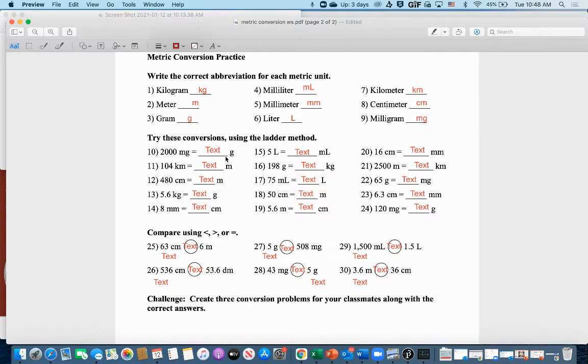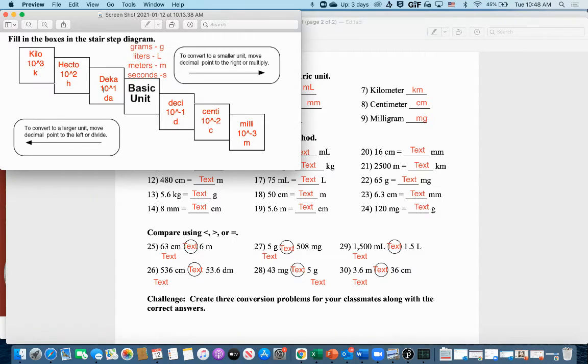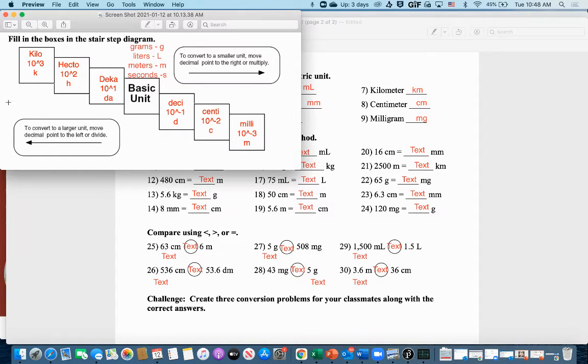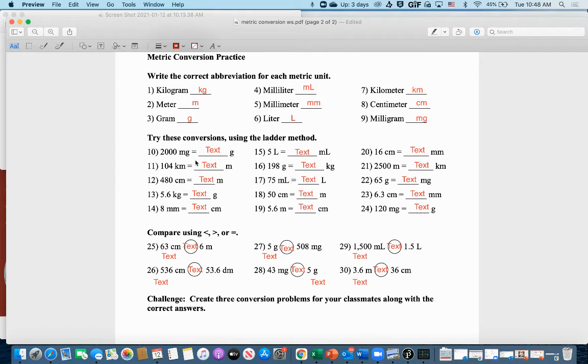So here's just more conversions. I went ahead and took a picture of my ladder here so I can use this even though I'm not on that first page. So I'm going to first start with 2,000 milligrams and go to grams, right? So milli to the base unit. Milli right here, 1, 2, 3 to the left. And I'm going to move this over, 1, 2, 3 to the left. So this just becomes 2 grams right here.